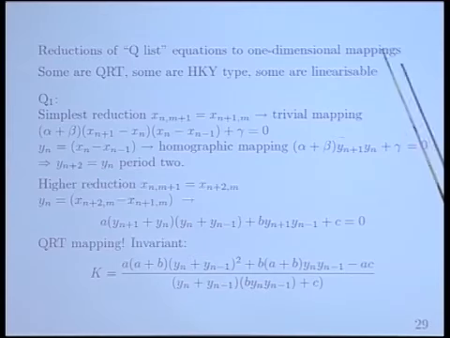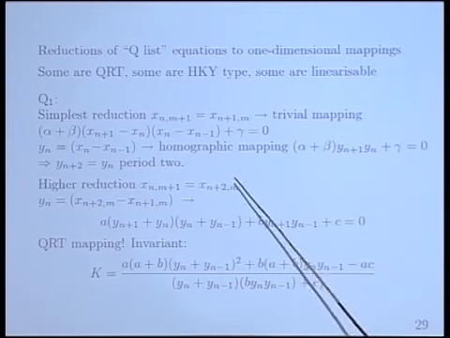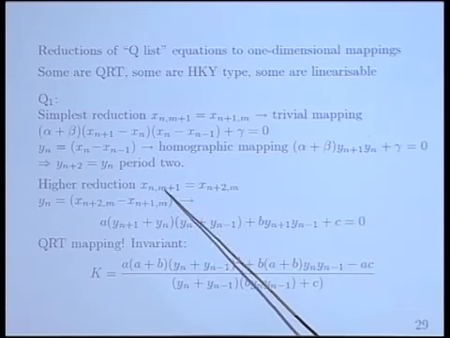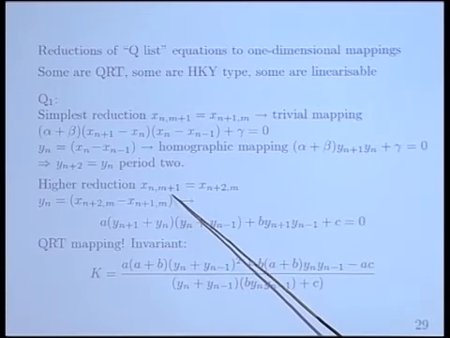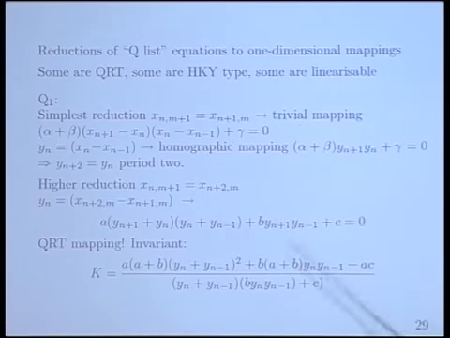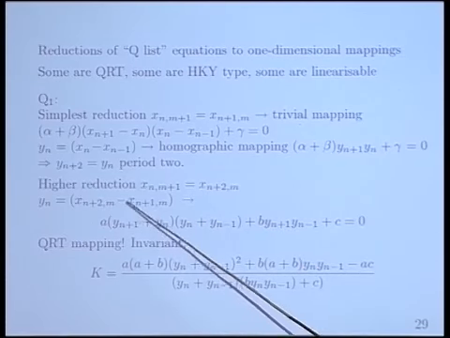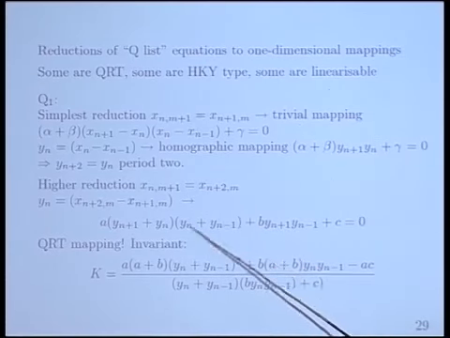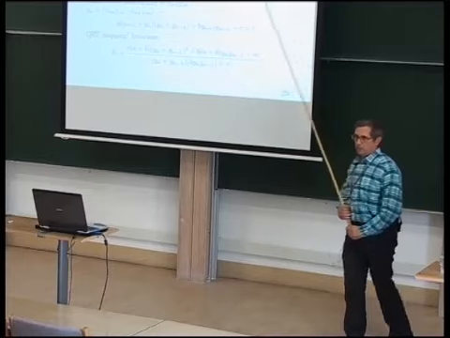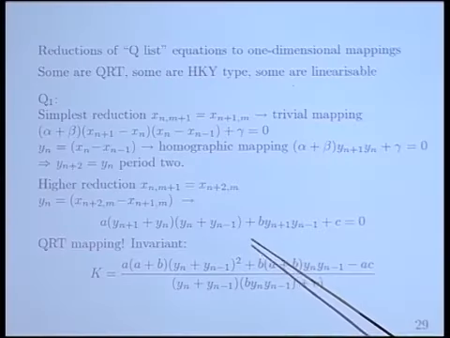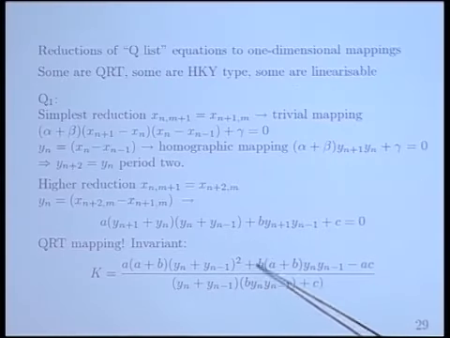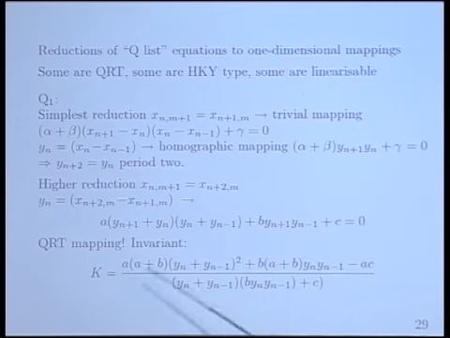So in the case of Q1, which is so simple, I'm going to use a more complicated reduction. A shift of 1 unit in m is like a shift of 2 units in n, and then I get this equation. However, it turns out this is just a QRT mapping. So, well, it's a nice equation, but just QRT, so it's out of my interest for today.